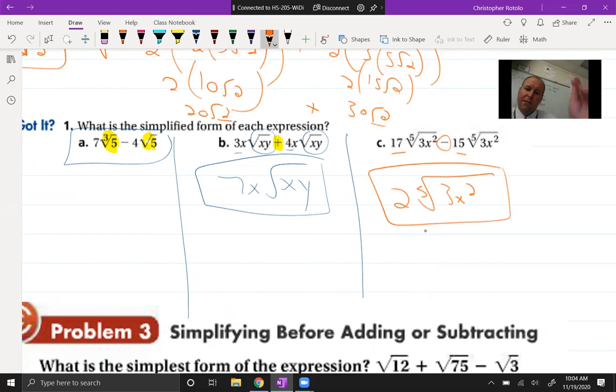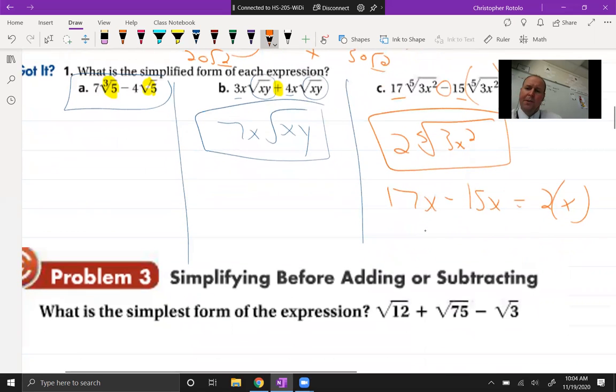That's what we have 2 of left over. Okay, so anytime those are really, really confusing, just say, hey, if these match, just make it look like 17x minus 15x. So that would give me 2x, but in place of x, we have this entire mess, right? So that's what we'll do.